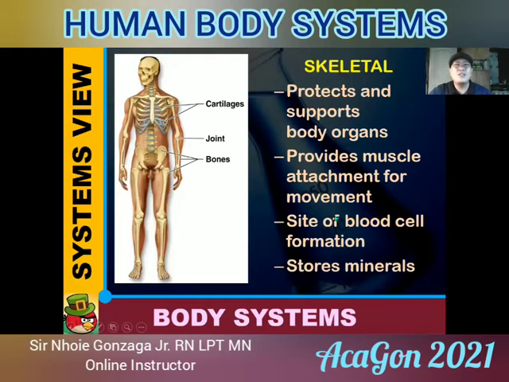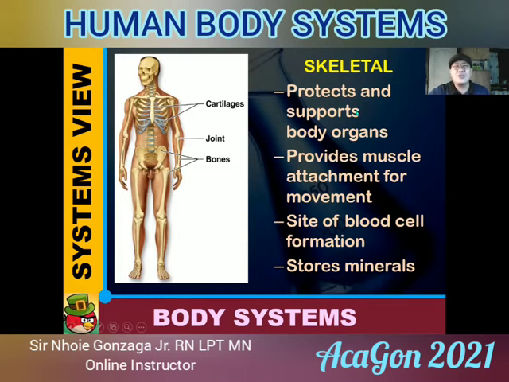Second, you have your skeletal system. Of course, from the word skeleton. Okay? So the skeletal system actually deals primarily with the bones and other hard structures of your body. Okay? So we mentioned it here. You have the cartilages, the joints, and the bones. But majority of them are bones. So what are the functions of the skeletal system? First, it protects and supports the body organs.